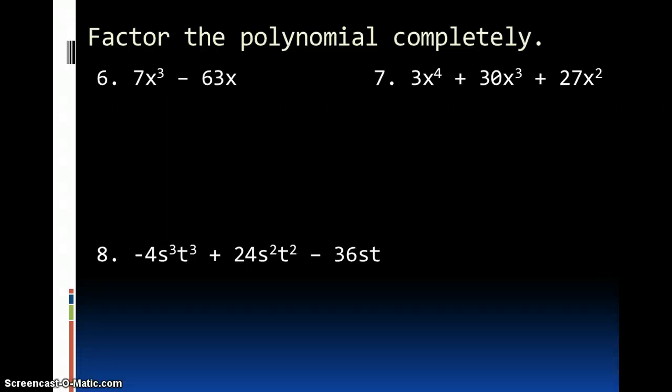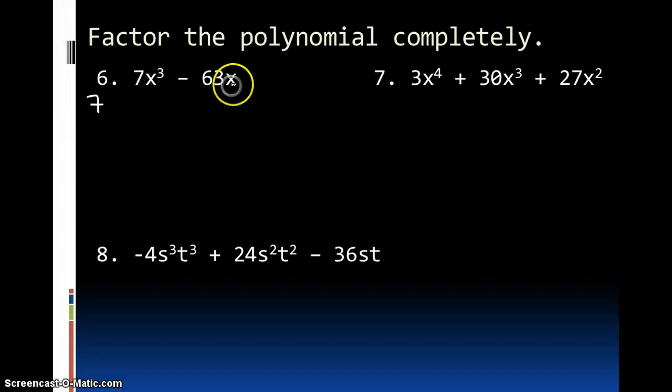Okay, next thing. Factor the polynomial completely. Slightly different, but not so bad. So I'm looking at 7x cubed minus 63x. What do they both have in common? 7. That's for sure, because 7 goes into 7 and 63.